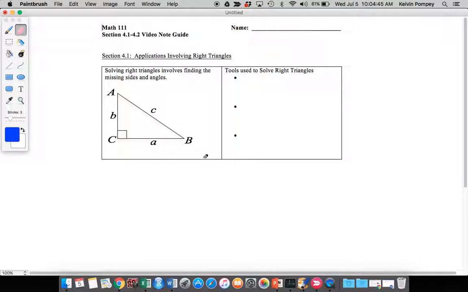All right, so in this video, we're going to go over sections 4.1 and 4.2. This is sort of going to be an introductory section. We will get more involved when we get back to class.